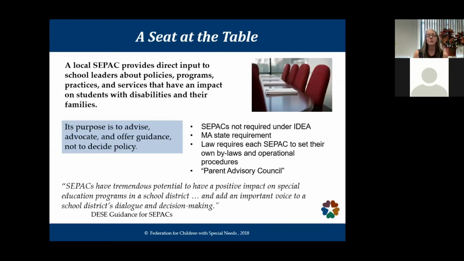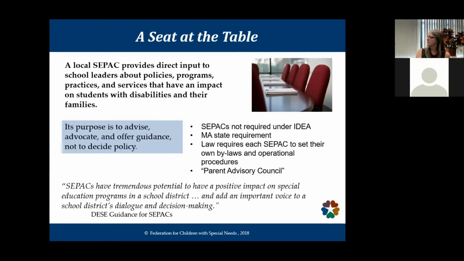What's so important is that CPACs in Massachusetts have a seat at the table. They're the advisory group to a school committee talking about the programs, the policies, the practices and services that families receive. And it's very unique in that the families that are affected by the services and the programs are giving direct feedback to the school: what's working, what's not working.